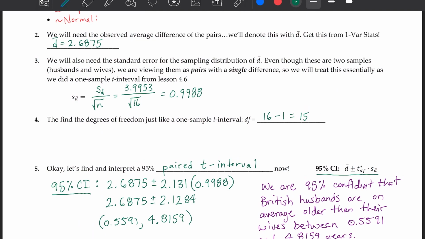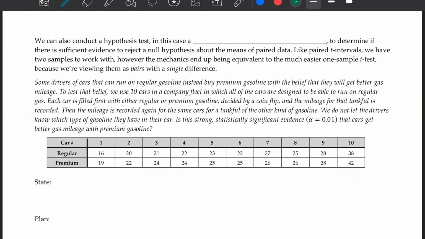All right. Let's move over to the backside now. So on the backside here, we're going to talk about a hypothesis test. You can also do a hypothesis test with paired data. When it's paired data, we call it a paired t-test. And so we're going to use that to determine whether there's sufficient evidence to reject the null hypothesis in favor of an alternative. In this particular case, we have 2 samples we're working with, but we're going to treat it like 1 sample with those differences. So it's going to harken back to lesson 4.2. So let's take a look at it. But a lot of this is going to be all on you to work through and try out on your own. So here we go.